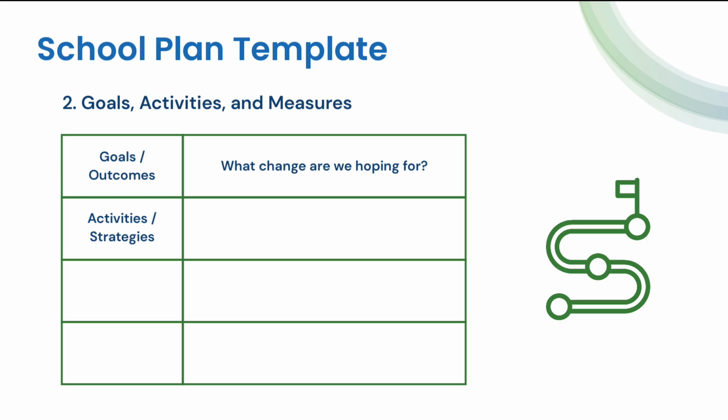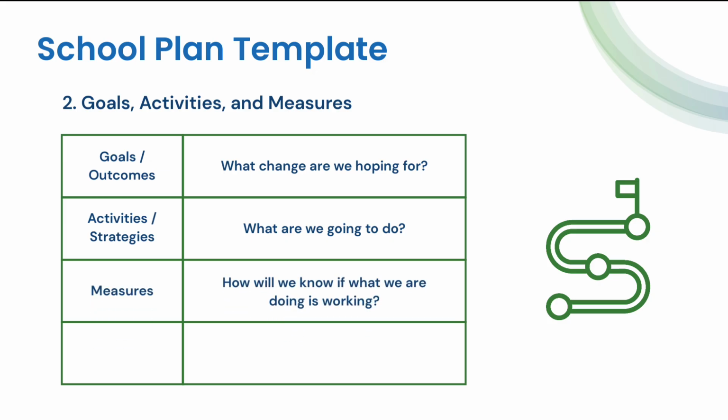Activities and strategies. What are we going to do? Activities are the actions the school will take to address the goals identified in the plan. Measures. How will we know if what we are doing is working? Measures describe how the effectiveness of activities will be measured. And professional learning. How will we support staff?